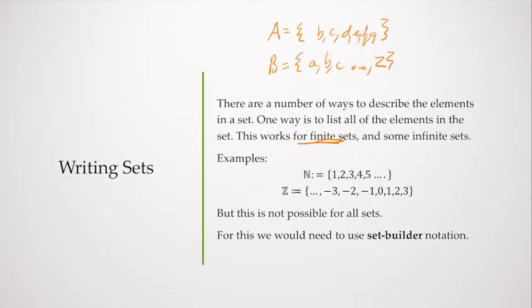Some infinite sets would be N. This is the natural numbers, right? The natural numbers start with 1. Those are what we also call our counting numbers. And Z, this stands for the integers. It's a little mathematical shortcut. The integers. And that's all negative natural numbers, 0, all additive inverses of the natural numbers. So that's like -1, -2, -3, 0, and our natural numbers. Now this is not possible for all sets, and for those sets we would need to use set builder notation.